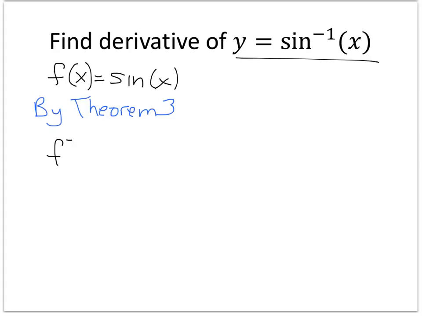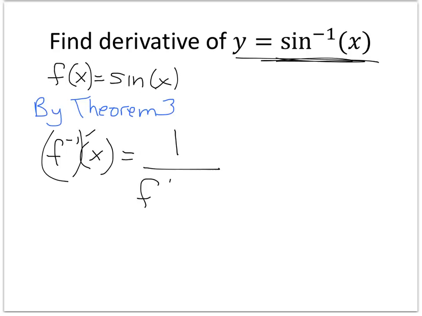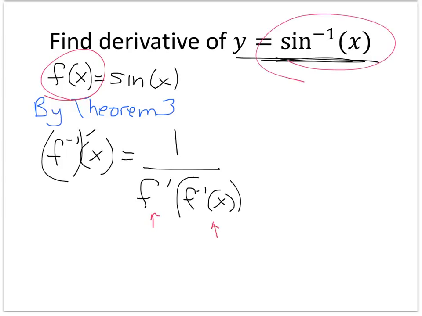I could find the derivative of the inverse. In other words, I could find this derivative. Theorem 3 says I can do that by writing 1 over the derivative of my function times my inverse. So this is my original function, and then this is just simply my inverse. That's easy enough. I can plug this stuff in. The derivative of sine, of course, is cosine. And then I just simply write my inverse.